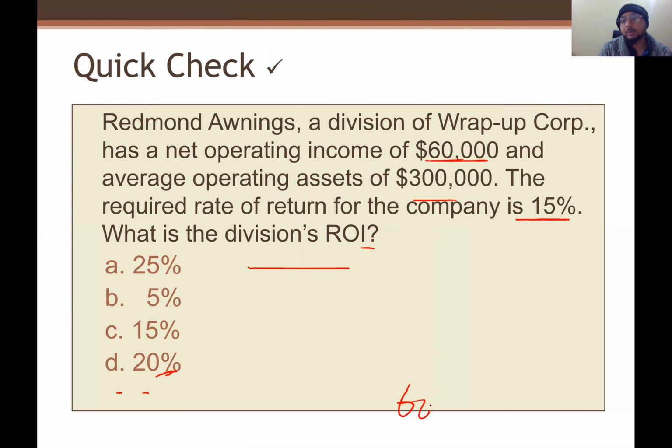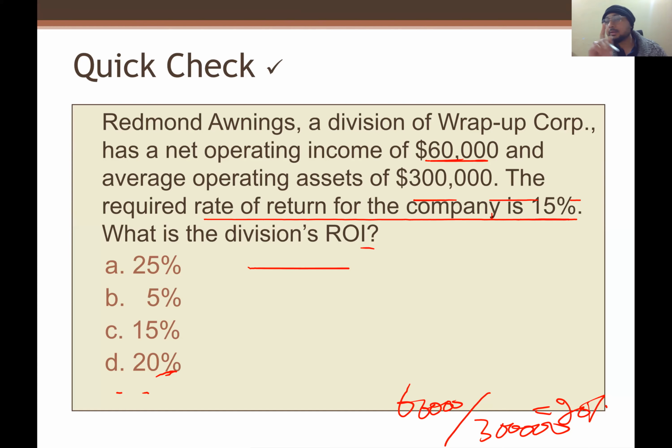Because 60,000 divided by 300,000, the answer is 20%, right? Because we are calculating ROI. The required rate of return is given for the residual income method, so this is extra information right now.